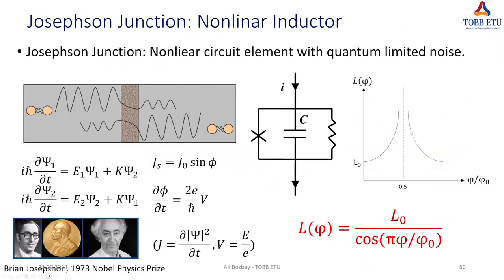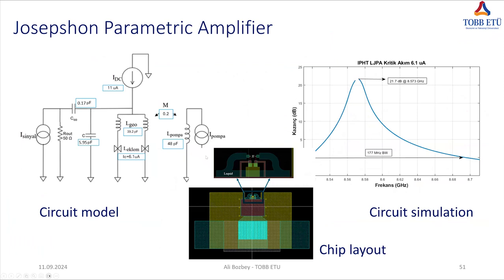So we try to operate the junction as a nonlinear inductor at the highly nonlinear region. It's not good to operate it here, for example. It's better to operate towards the edge of the nonlinear, highest nonlinear point. Then this is a Josephson parametric amplifier, which has a SQUID.